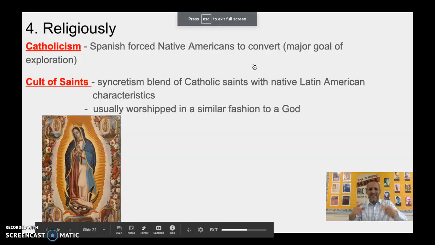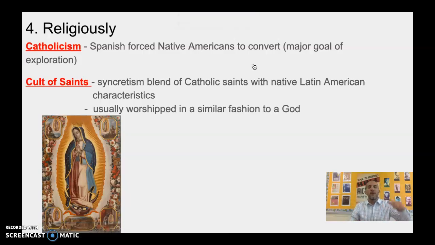So here's the last thing. A total fake out here, I'm pulling a new one for this video. Last but not least is religiously. So here's what's going to go on religiously. The Spanish are going to force native people to convert to Catholicism. That was one of the goals of this exploration to begin with, for God, and the belief that God wants you to convert people who are non-believers.